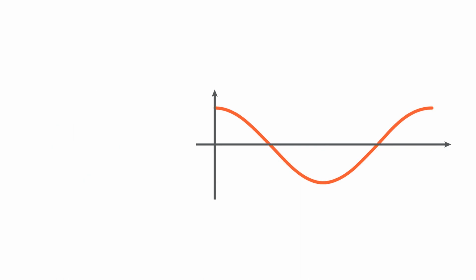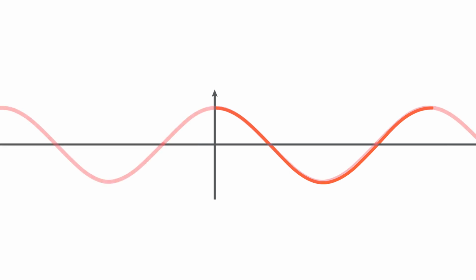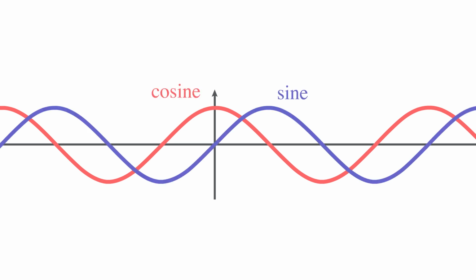Just as with sine, the cosine graph has period 2 pi, amplitude 1, and continues indefinitely on both left and right. If we plot both sine and cosine together, you can see that they are the same shape, just shifted horizontally from each other.